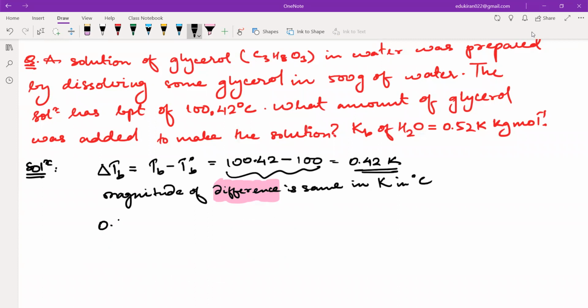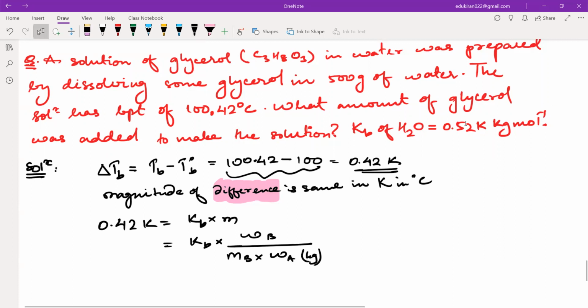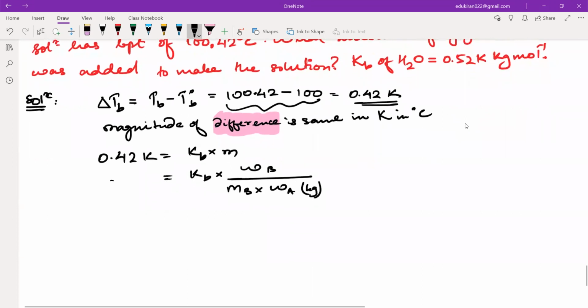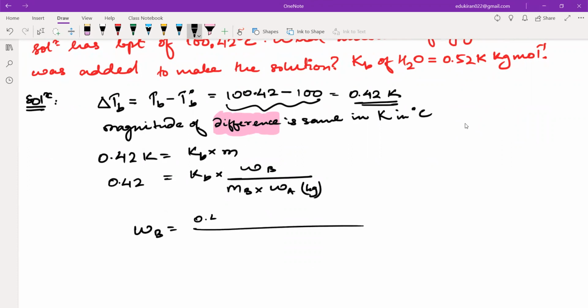Now you can easily write 0.42 Kelvin will be equal to Kb into molality, and you can further write this as Kb into WB upon MB into WA in kg. So we have to calculate WB, na. So WB will be equal to 0.42 into MB into WA divided by Kb.